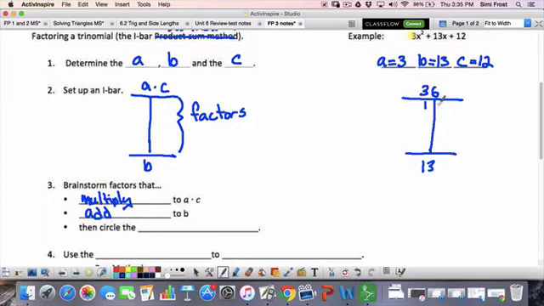So 1 and 36 are factors of 36. They definitely multiply to 36. They do not add to 13, however. So let's come up with something else. How about 2 and 18? Once again, they do multiply to 36, but they would not add or subtract to 13, so that's not going to work for us. 3 and 12 multiply to 36, but 3 plus 12 is 15, so that's not going to work. 4 and 9. So 4 and 9 multiply to 36, and as it turns out, they do add. 4 plus 9 is 13. So once you found the magic numbers, we're going to circle the magic numbers.